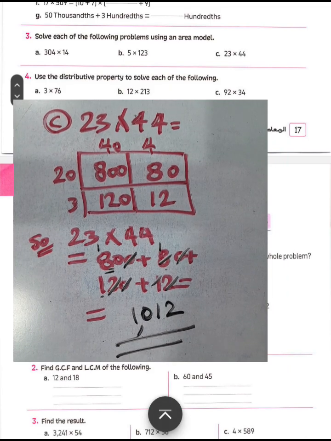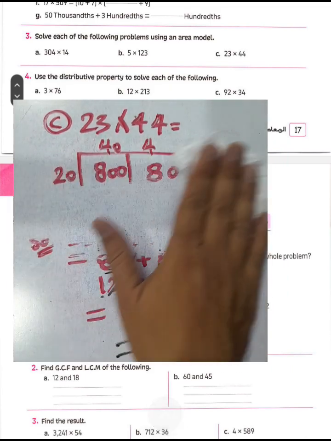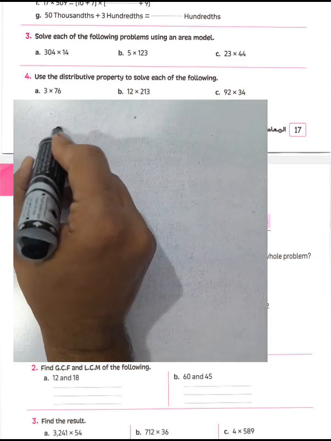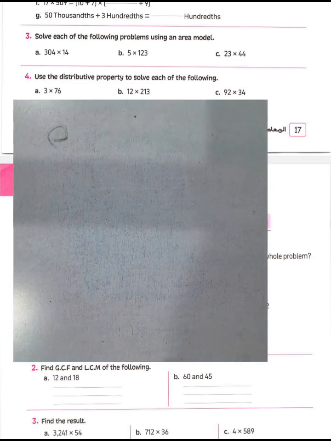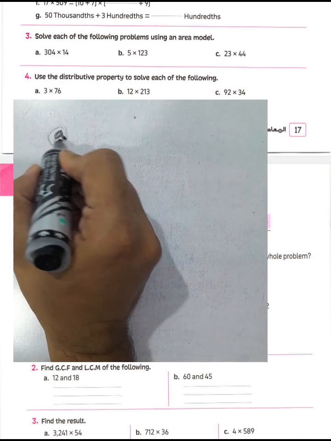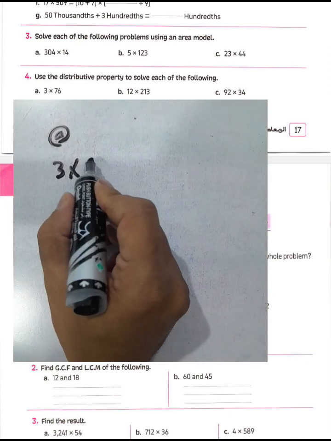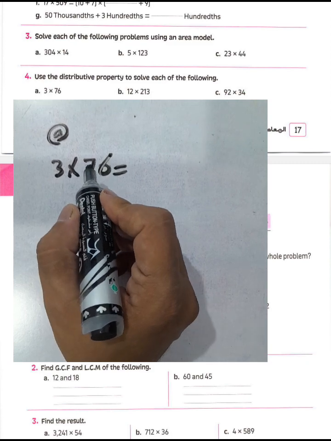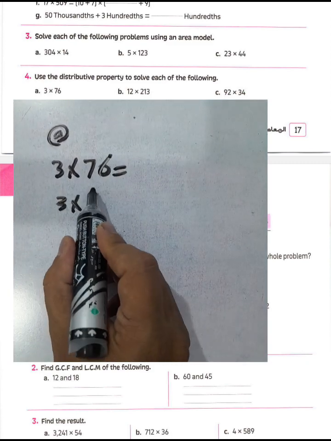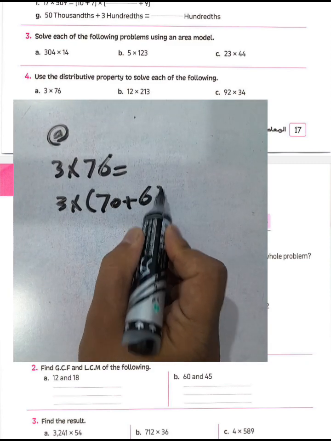Question number 4, use the distributive property to solve each of the following. We can find the result by using the distributive property. Look at the steps in this example. Letter A, 3 times 76. We can write it as 3 multiplied by 70 plus 6.